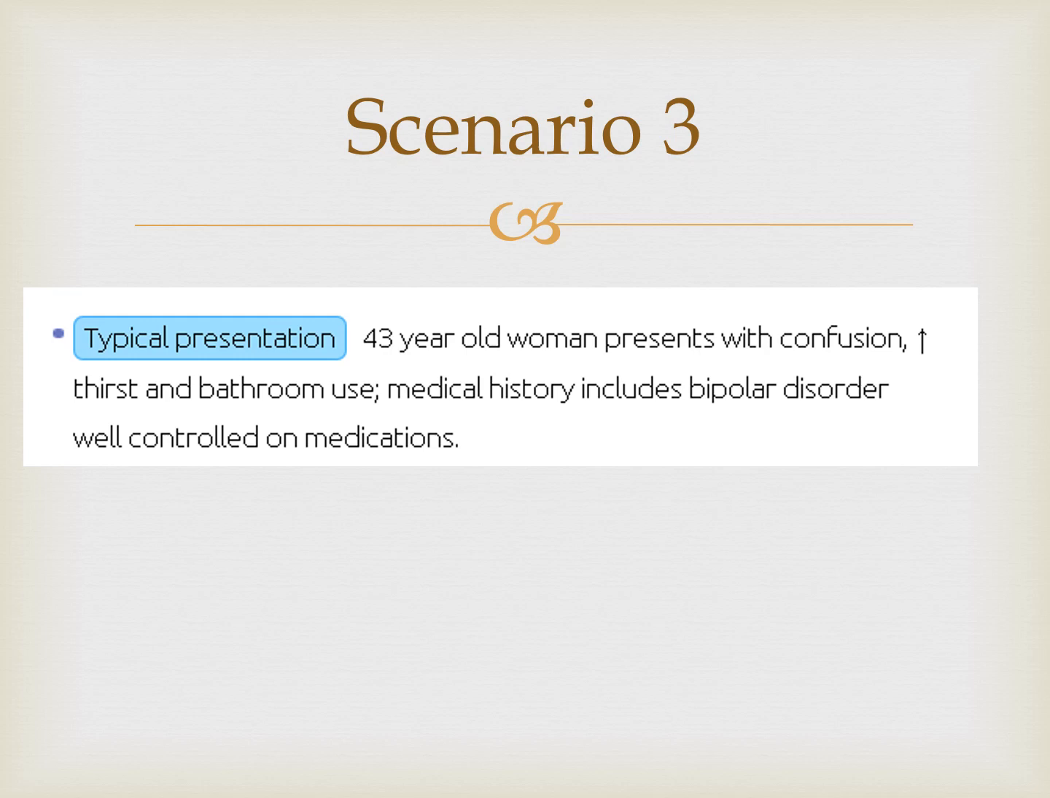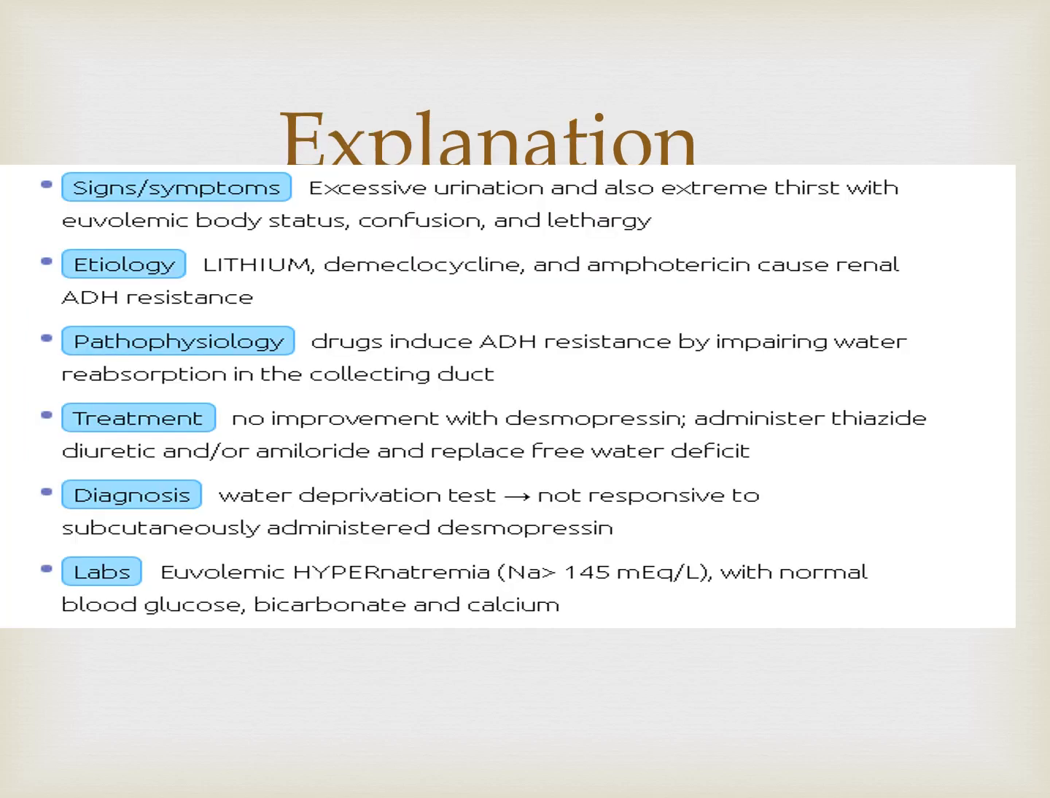Scenario number 3, a 43-year-old woman presents with confusion, increased thirst, and frequent bathroom use. Medical history includes bipolar disorder, well controlled on medication. So you have to look at the signs and symptoms. You have to take into consideration their drugs. Lithium, demeclocycline, amphotericin cause renal ADH resistance. Pathophysiology: these drugs induce ADH resistance by impairing water reabsorption in the collecting duct.